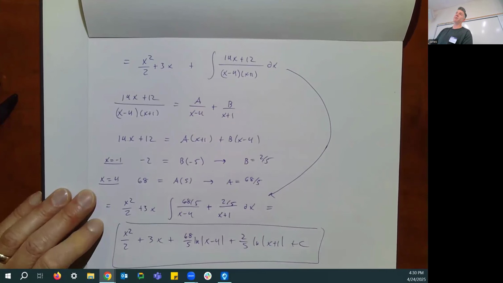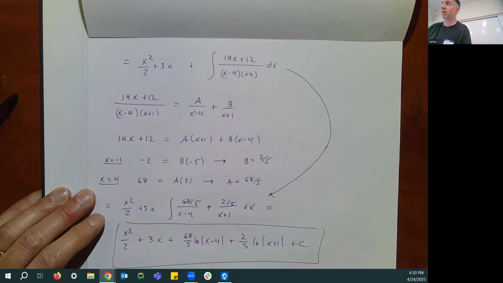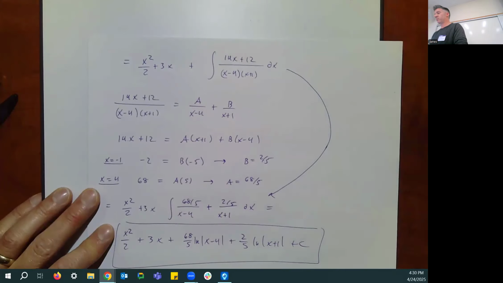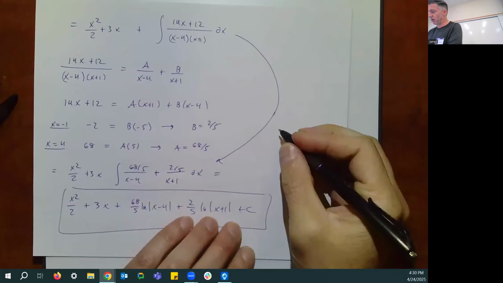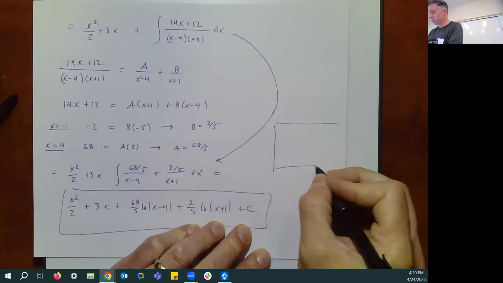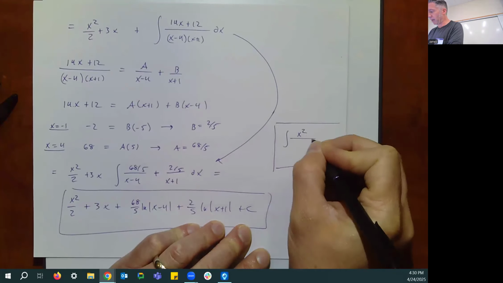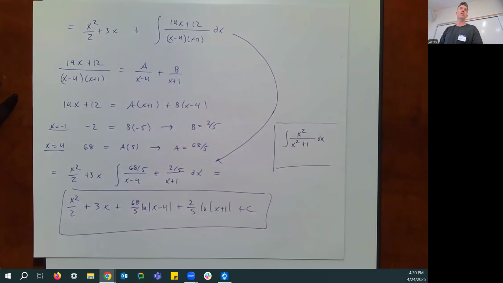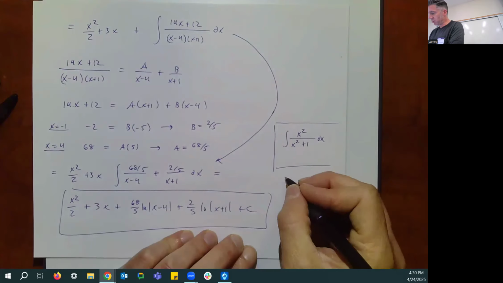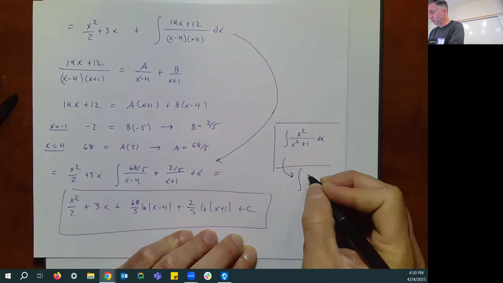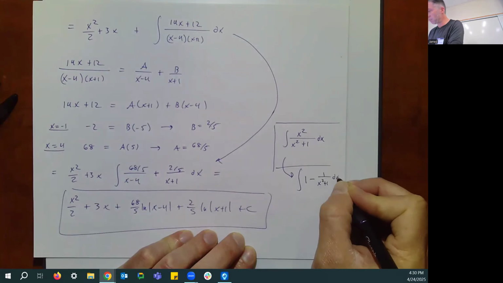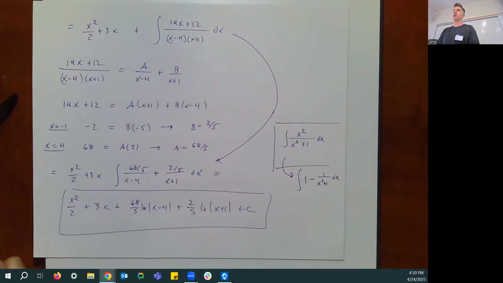So if your degree on top is bigger than or equal to your degree on the bottom, division first. Just as a quick extra comment here, this integral, x squared over x squared plus 1, is really easy if you do the division first. If you do the division, it becomes the integral of 1 minus 1 over x squared plus 1. And then it's just x minus arctangent of x.